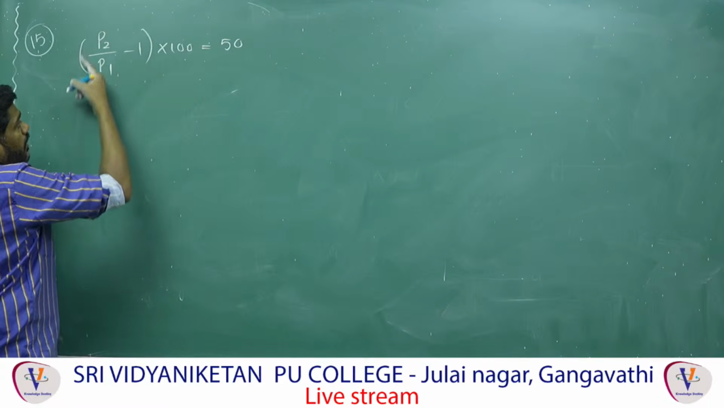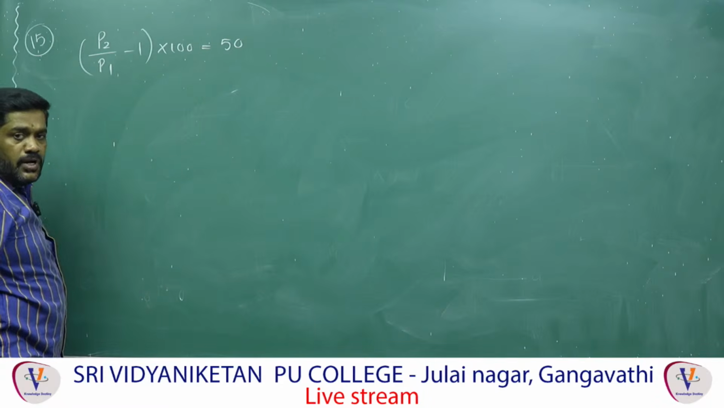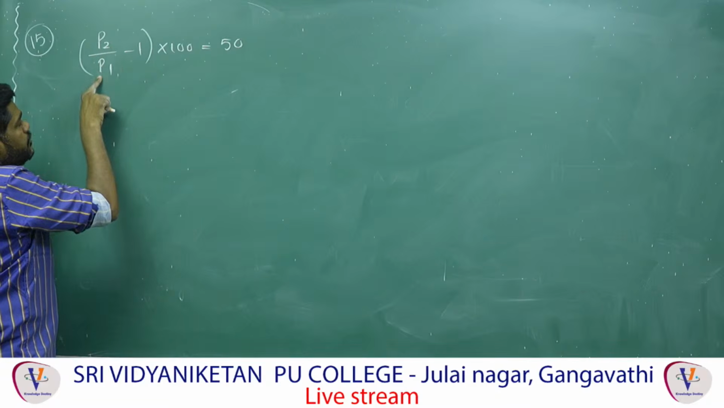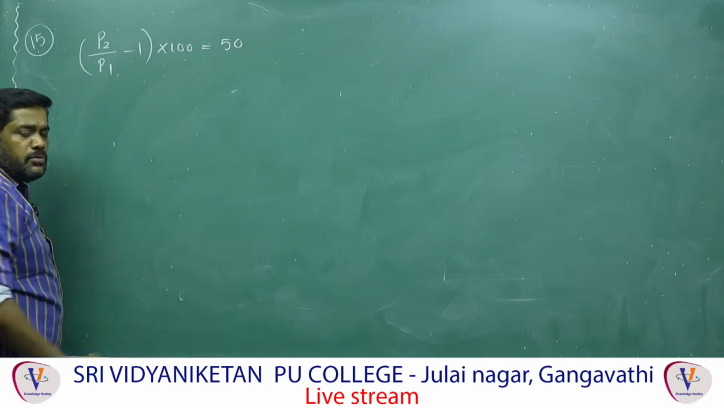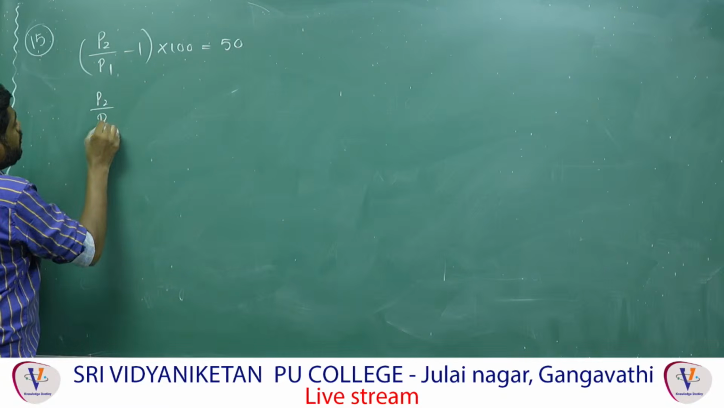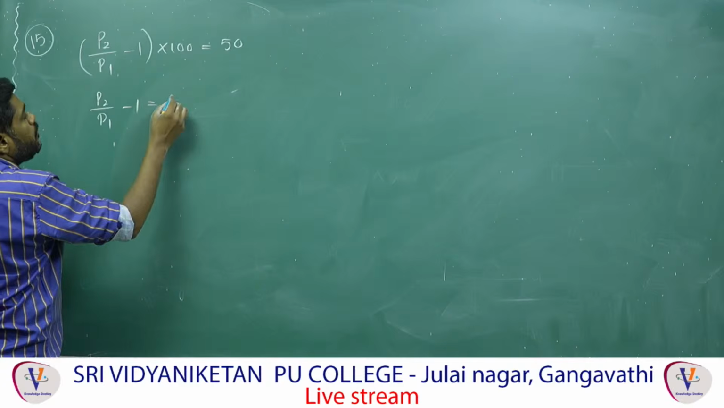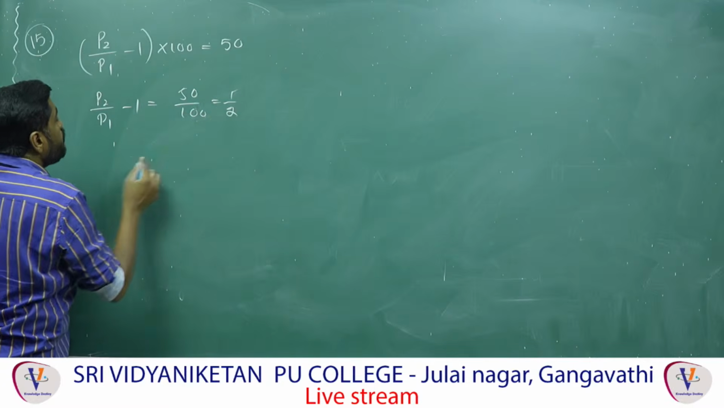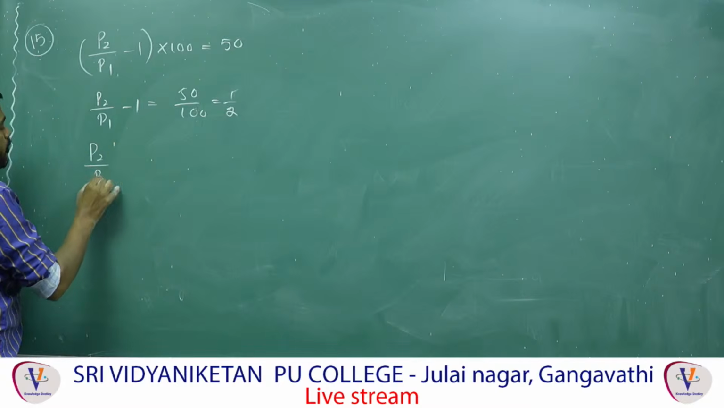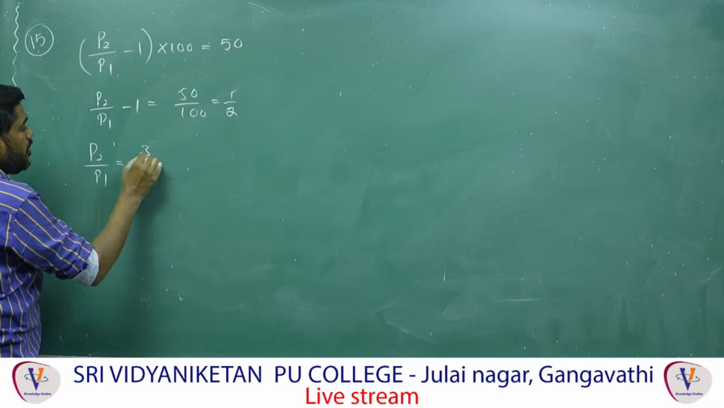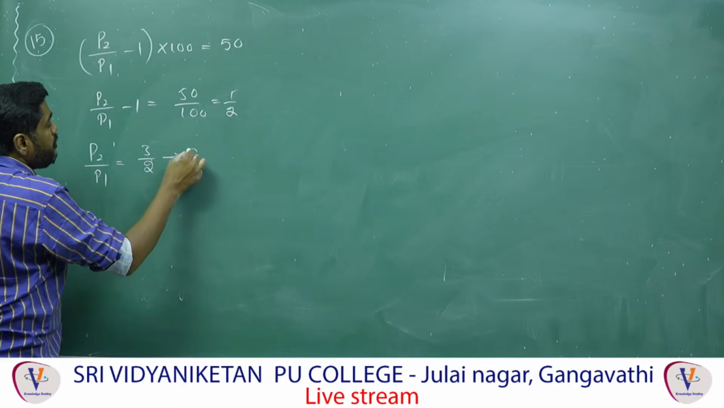This is the representation of percentage change: final momentum by initial momentum minus 1 into 100. Not only momentum, you can take anything. Therefore, P2 by P1 minus 1 is equal to 50 by 100, that is equal to 1 by 2. After simplifying, P2 by P1 is equal to 1 plus 1 by 2, which means 3 by 2. Let me take this as equation number 1.